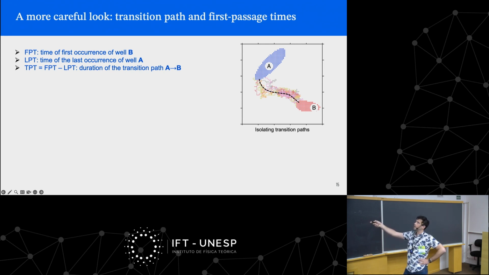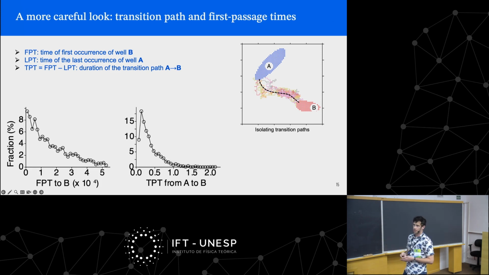The first one, first passage time, I already mentioned it. In this context, the first passage time would be the first time you arrive in a state that belongs to B. I can define a symmetrical quantity, which is the last time I was seen in a state belonging to A. And everything in between is a transition path. So these are examples of transition paths, and I can use those trajectories to compute the time it took for each of them to go from A to B, and this is the transition path time.